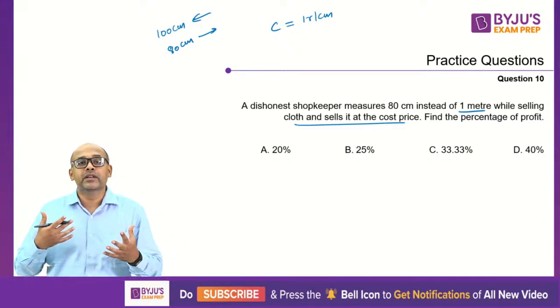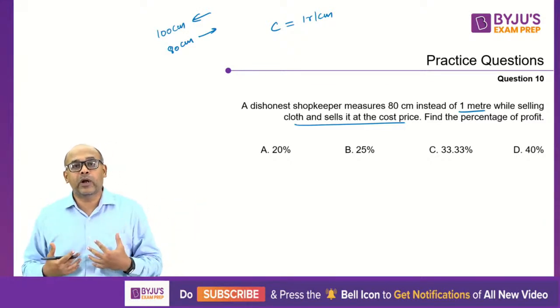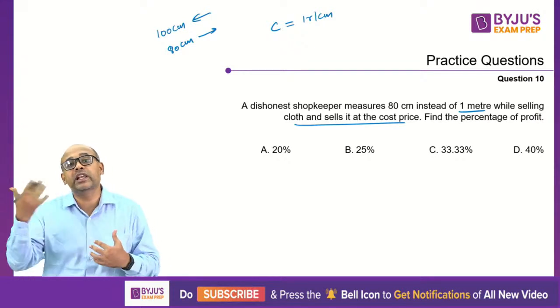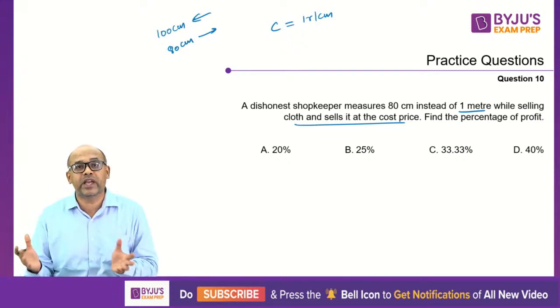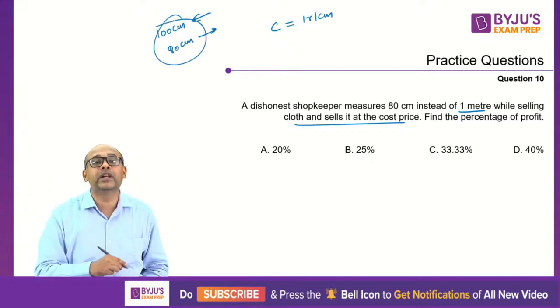So I am purchasing something. I am a shopkeeper. I am buying at 1 rupee per centimeter. I am also selling it to you at 1 rupee per centimeter. That's what I am saying. However, the cheating is being done in terms of quantity.